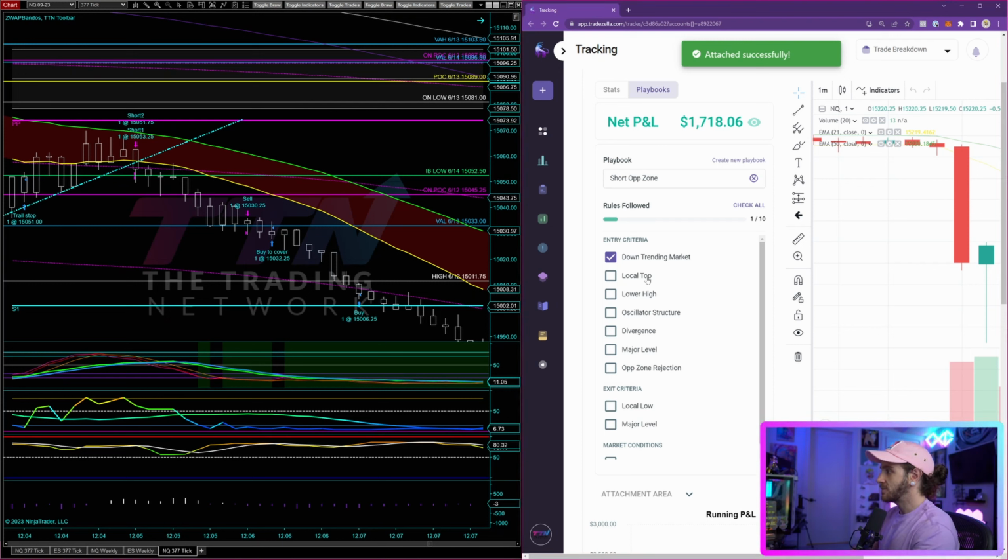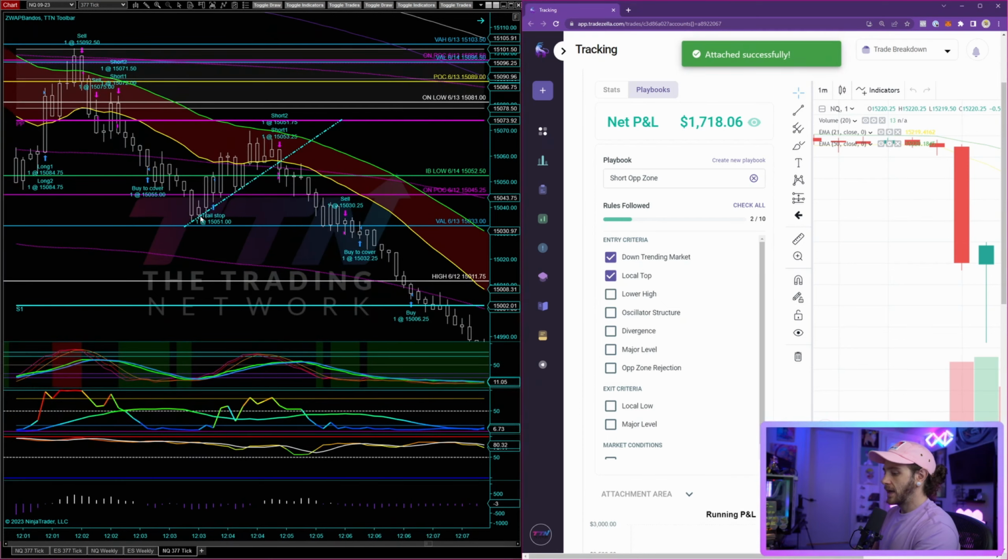Now, the next box that we should be checking is a lower high. And we do indeed have that, and that is one of the reasons why I re-entered this trade. Here's a high, here's a lower high, and here's another lower high right there. So we are continuing to make lower highs and lower lows, generally speaking, which just further confirms the price structure that sellers are in control and remain in control. So we're going to go ahead and check that lower high box as well.